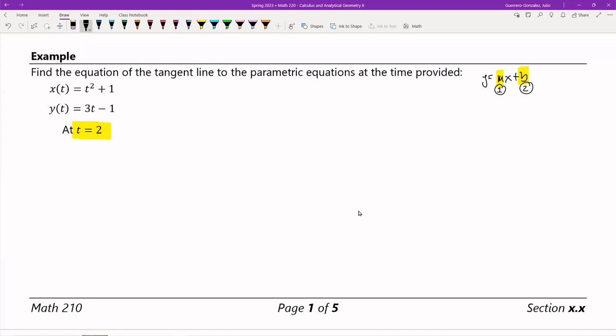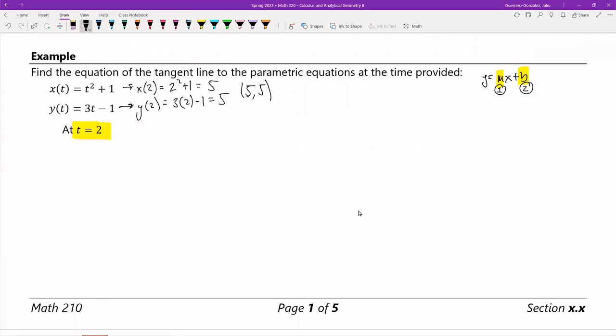We wanted a specific time, t equal 2. x of 2 is going to be 2 squared plus 1, that's 5. y of 2 is going to be 3 times 2 minus 1, that is also going to be 5. So my point in this case is going to be (5, 5).